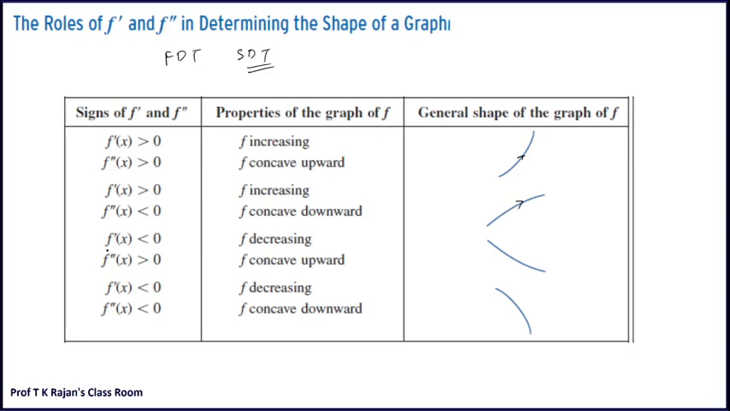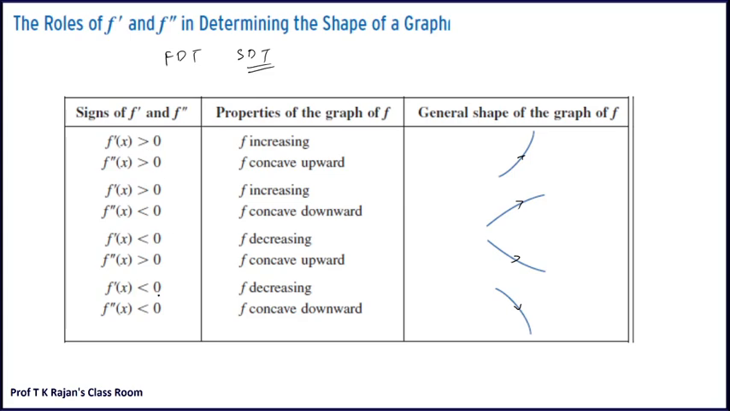Similarly, if f'(x) is less than 0, the function is decreasing. If f''(x) is greater than 0, the function is concave upward. So the function is decreasing, and at the same time it is concave upward. And this curve is decreasing and it is concave downward. For that, f'(x) will be negative and the second derivative will be negative.